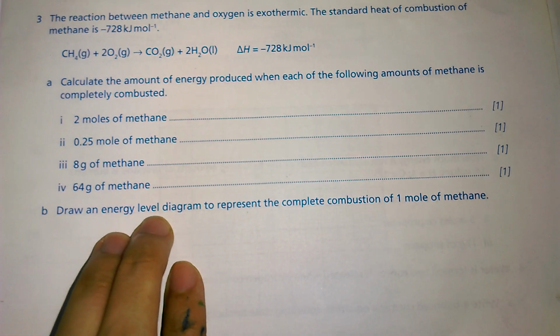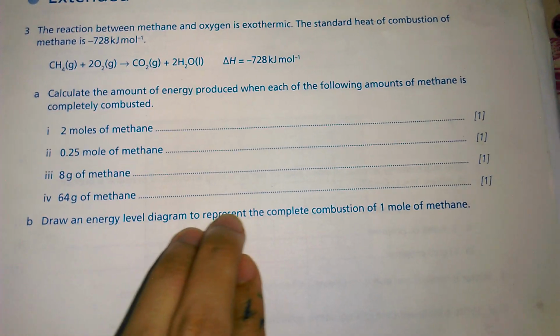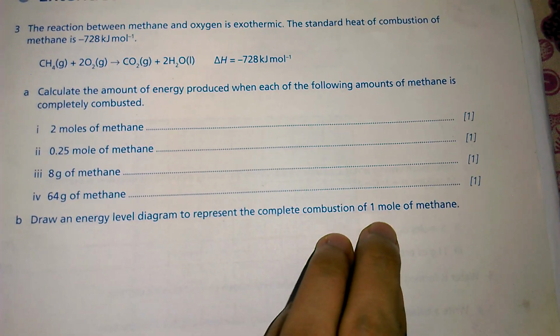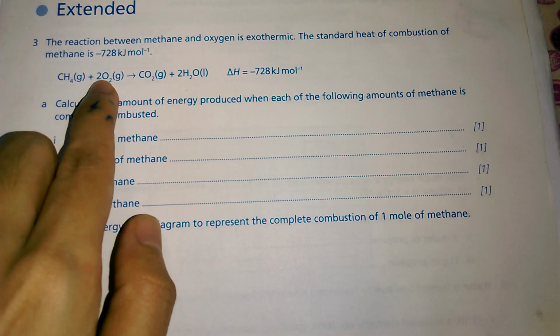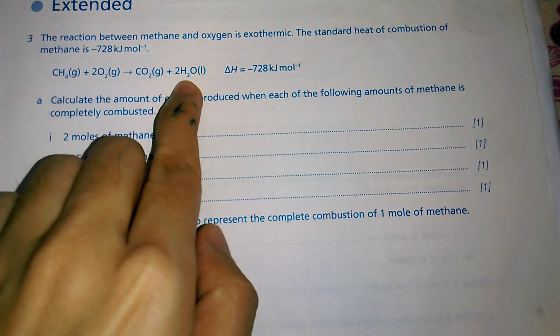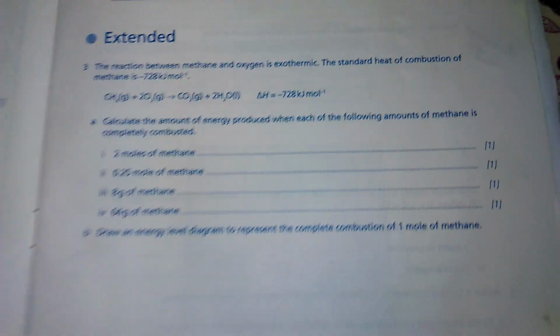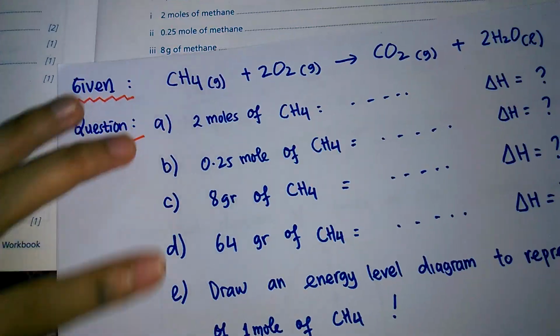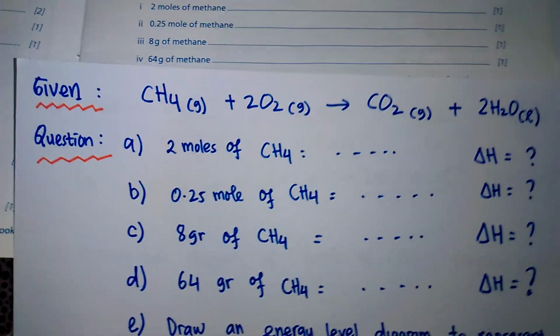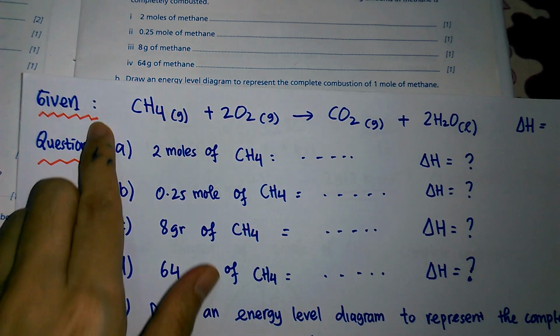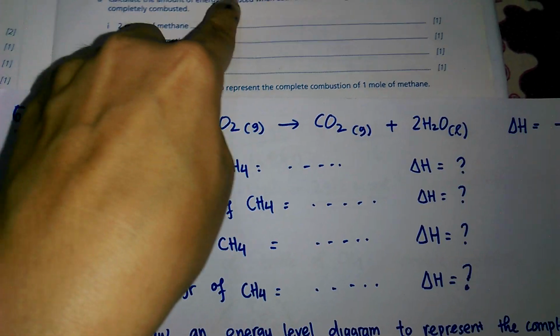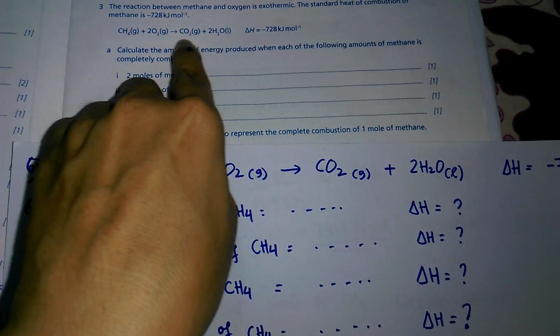And in part B, we need to draw an energy level diagram to represent the complete combustion of 1 mole of methane for this equation. So it's easy, guys. To make it simple, you need to understand the questions by writing down the given. What is given? Given is this equation. Just copy paste this equation.